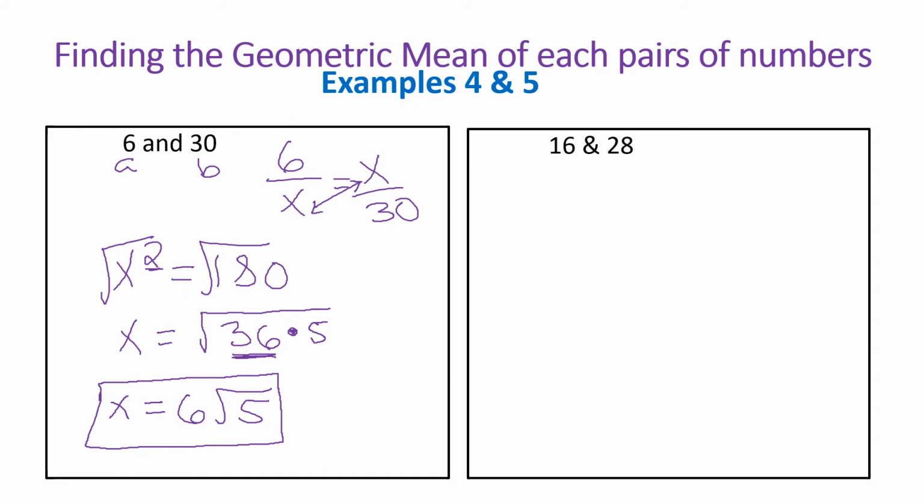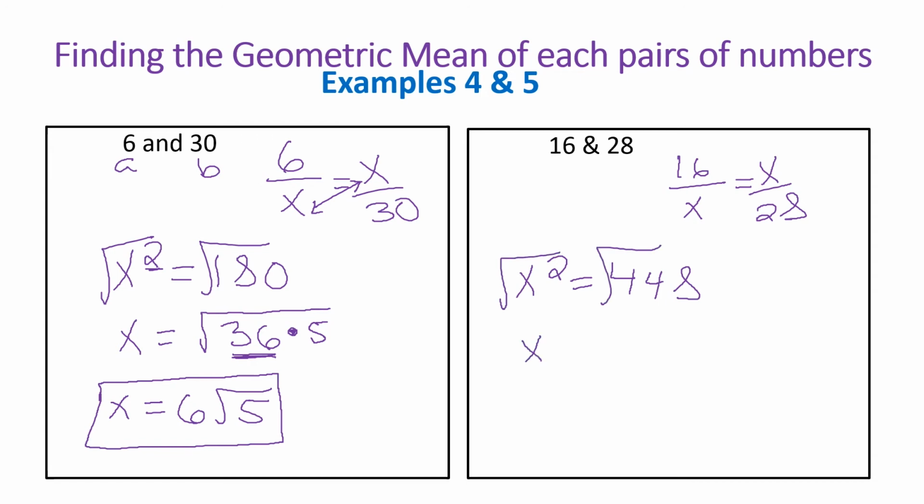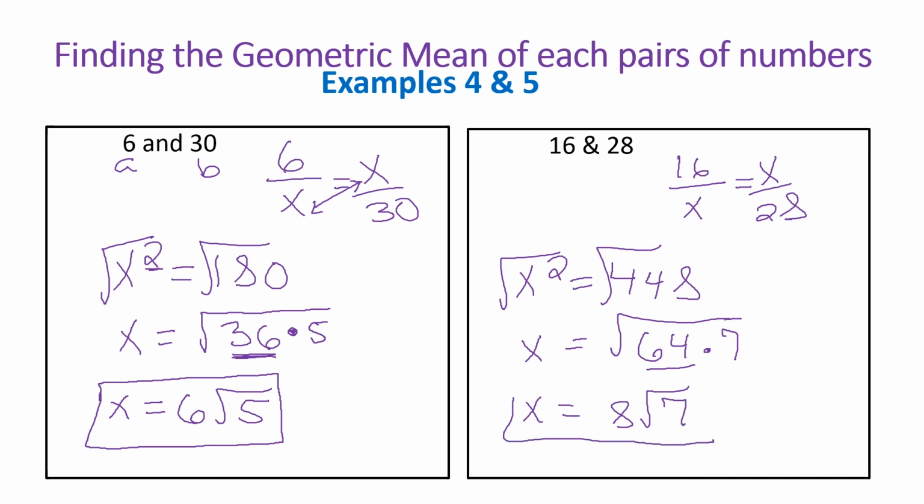Let's take a look at this one here. We can set it up as 16 over x is equal to x over 28. Cross multiply: x squared equals 16 times 28, which is 448. Finding those factors, we could use 64 and 7. The square root of 64, which is the perfect square, is 8, and the imperfect square is 7. Leave that under the radical. So we found the geometric mean of these two numbers as well.